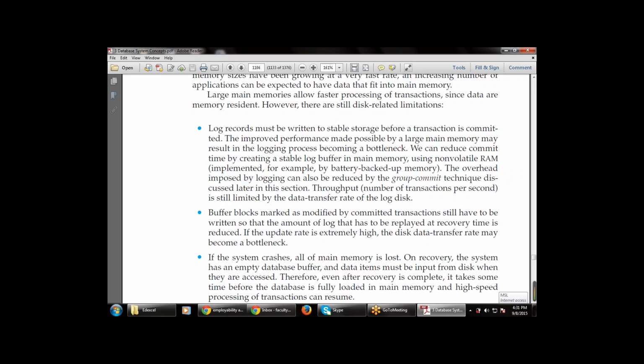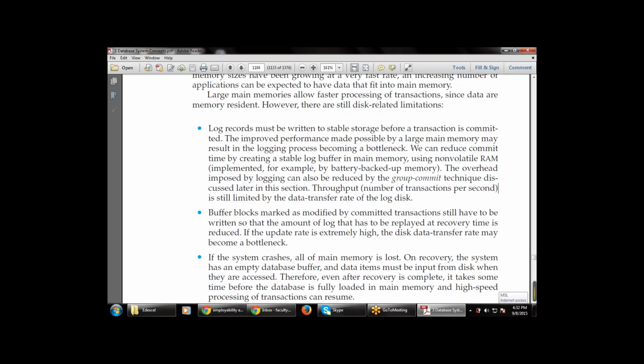These are the terms used when a transaction is committed. The improved performance made possible by a large main memory may result in the logging process becoming a bottleneck. We can reduce the commit time by creating a stable log buffer in main memory using non-volatile RAM, that is, implemented using battery backup memory. And the overhead imposed by logging can be reduced by the group commit technique.